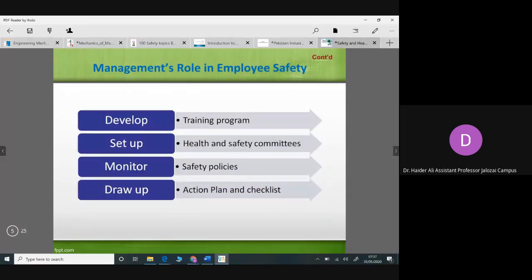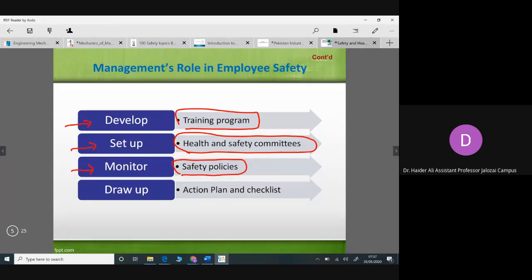Now, again, they should develop proper training programs for their employees and managers and whoever is working in the organization. They should set up health and safety committees, or there should be proper staff assigned with duties responsible for ensuring health and safety in the organization. They should monitor the safety policies, like we said, that there should be regular safety audits, safety inspections, safety monitoring, and they should draw up an action plan and a checklist to make sure that their organization is providing a safe and healthy environment to the employees.